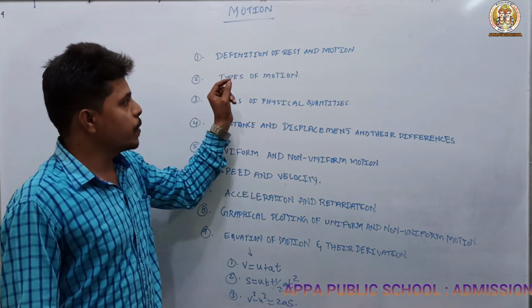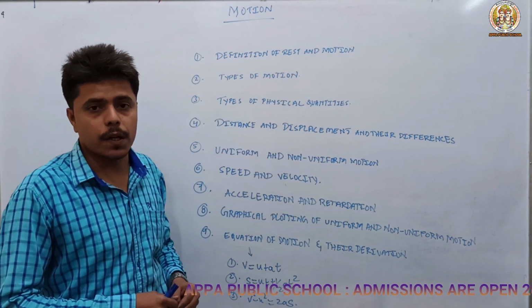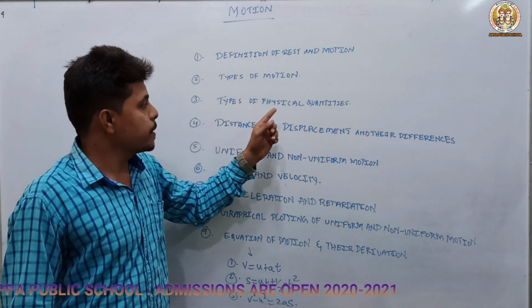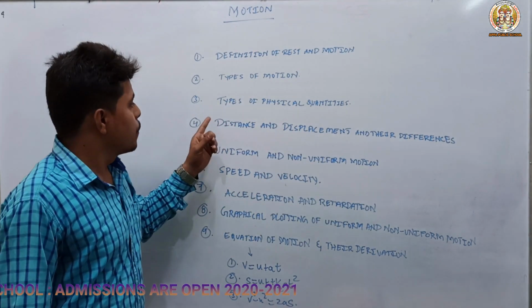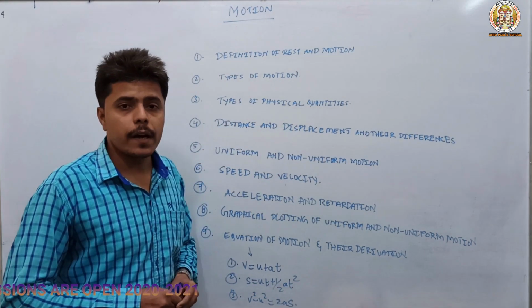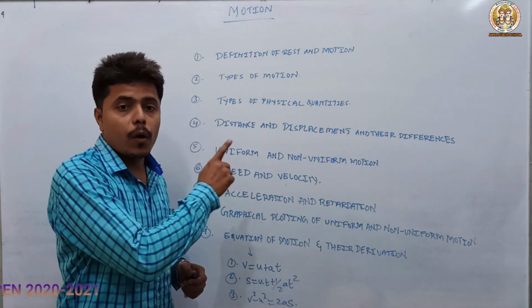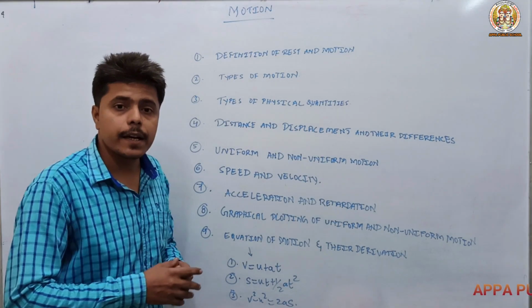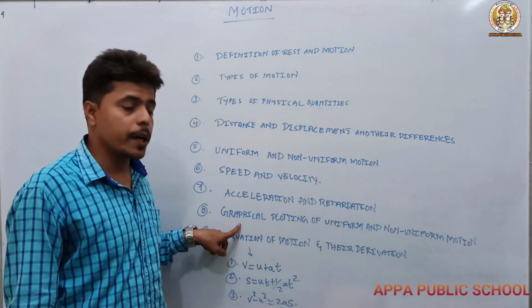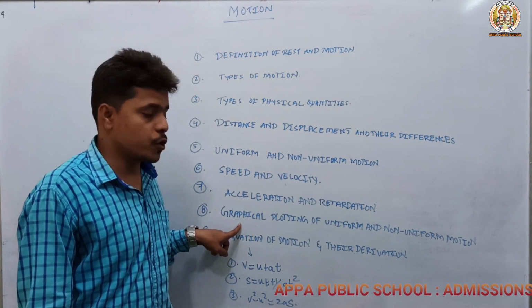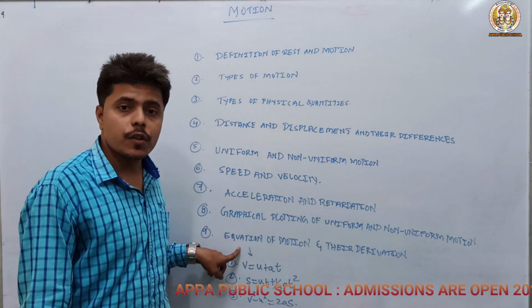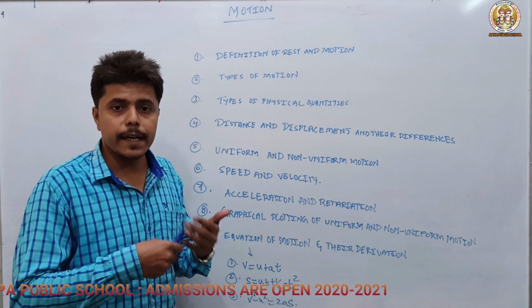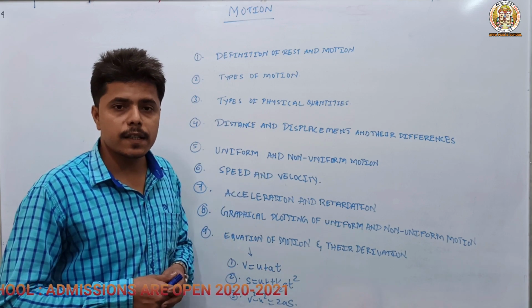The first content is the definition of rest and motion. Second is types of motion. Third is types of physical quantities. Fourth is distance and displacement and their differences. Then uniform motion and non-uniform motion, speed and velocity, acceleration and retardation, graphical plotting of uniform and non-uniform motion, and last is equation of motion and their derivatives. We are going to see these contents in detail in this chapter.